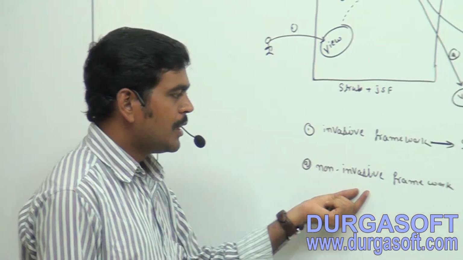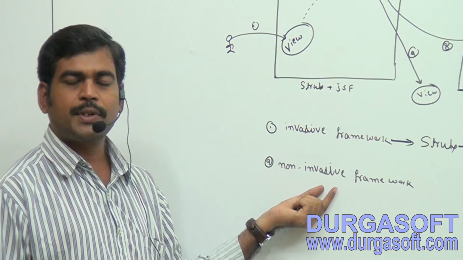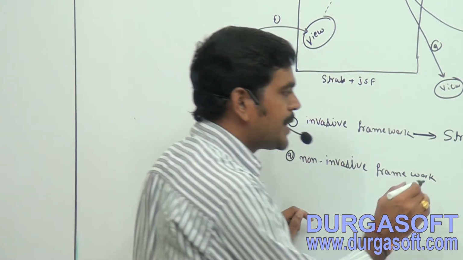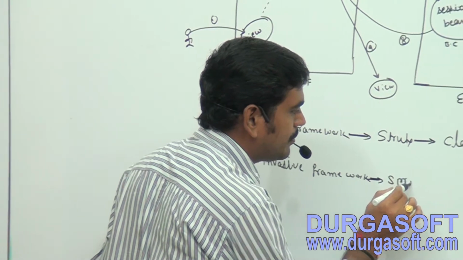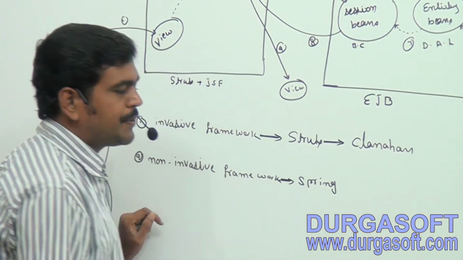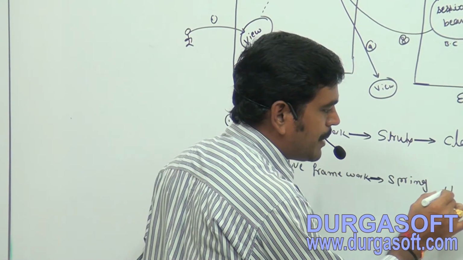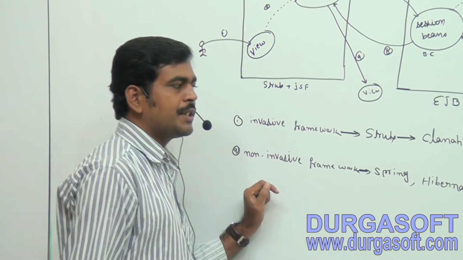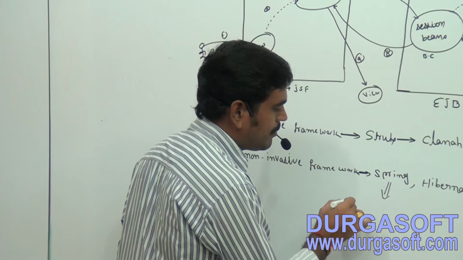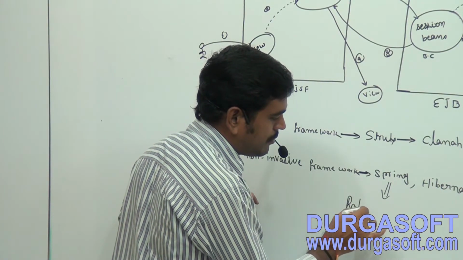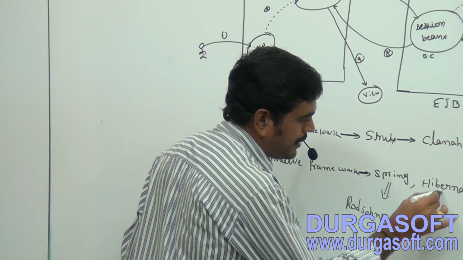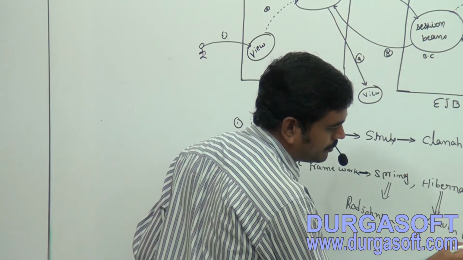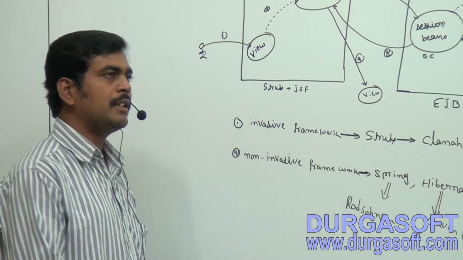A non-invasive framework means that the framework doesn't force the programmers to extend the predefined API, like that. For example, Spring is a non-invasive framework. Hibernate is a non-invasive framework. Spring was developed by Rod Johnson, and Hibernate was developed by Gavin King.